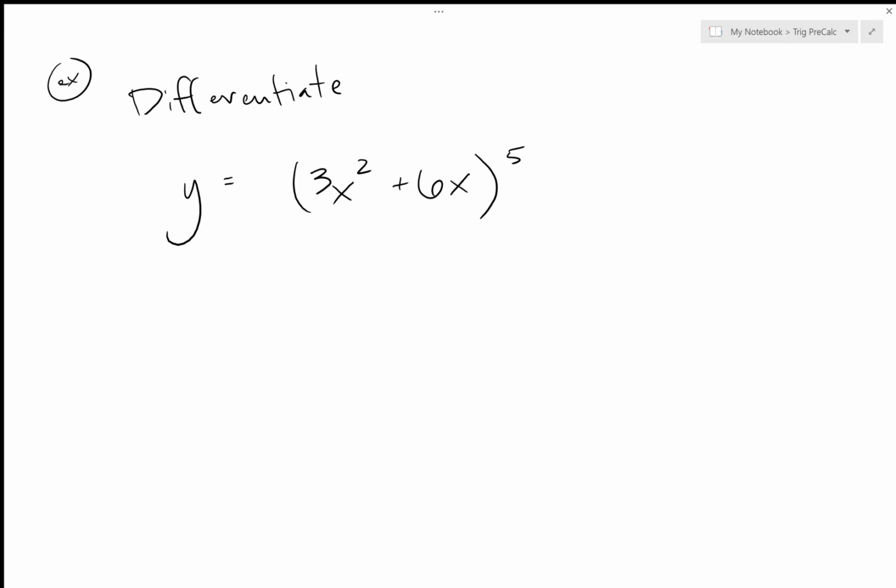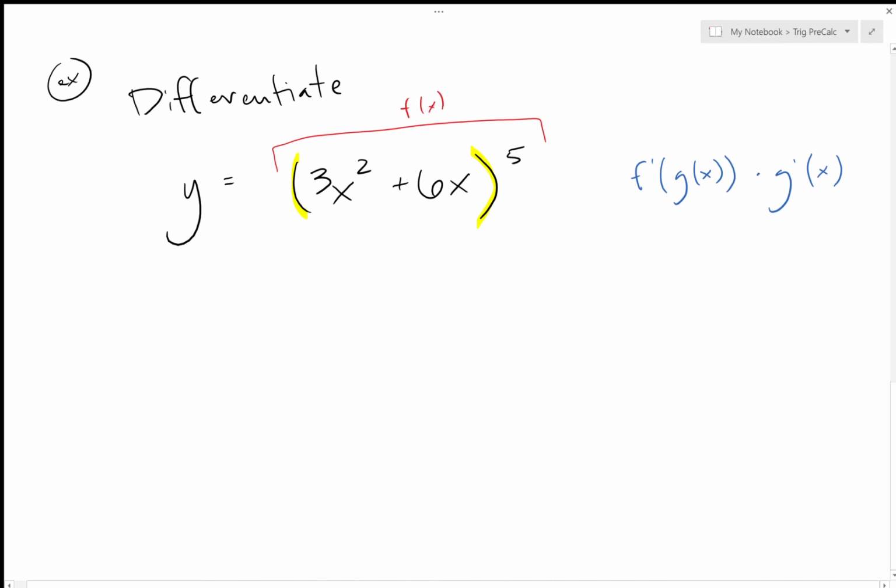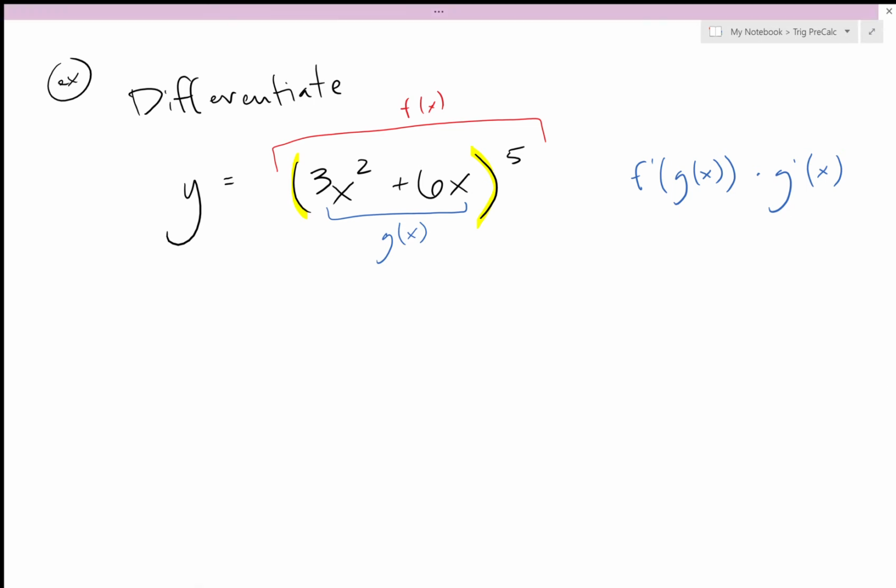So what we're going to use today, since we see the parentheses, is chain rule. See my parentheses here? We're going to use chain rule, and I'll write that chain rule from above: f prime of g of x times g prime of x. Basically this whole entire thing here is f of x, the inside is g of x. So the entire thing is f, the inside is g. What we want to do is take the derivative of the outside, keep the inside how it is, and then take the derivative of the inside.